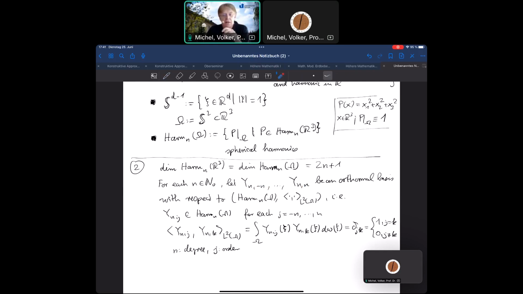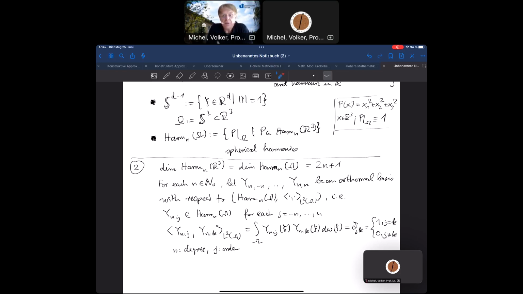You also find in literature that people sometimes enumerate it as Y(n,1) up to Y(n,2n+1). So the second index runs from 1 to 2n+1. That's also okay. The way that you have here is what you more find in applied sciences. 1 to 2n+1 is more what mathematicians usually use. I'm an applied mathematician, so I use both. Here I use the applied version.